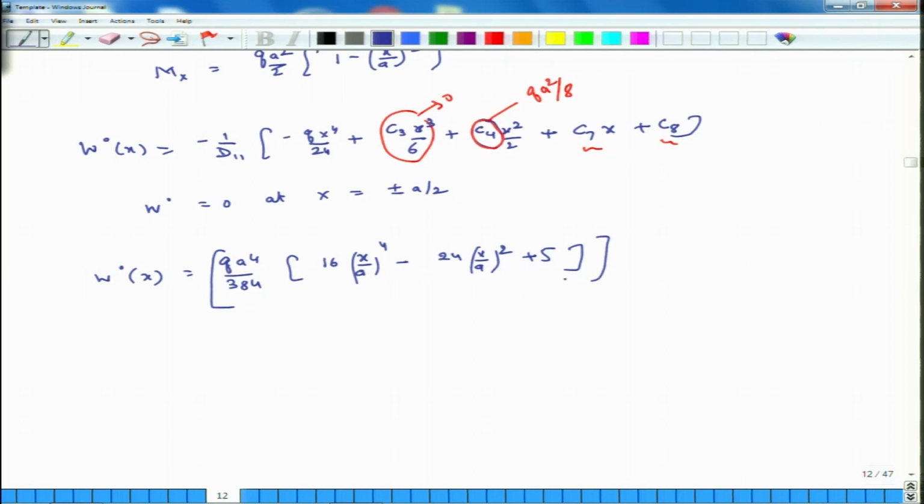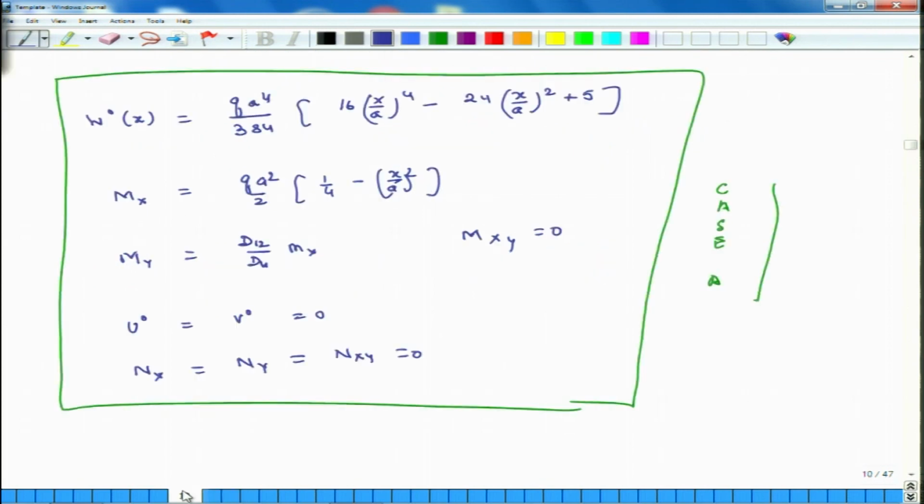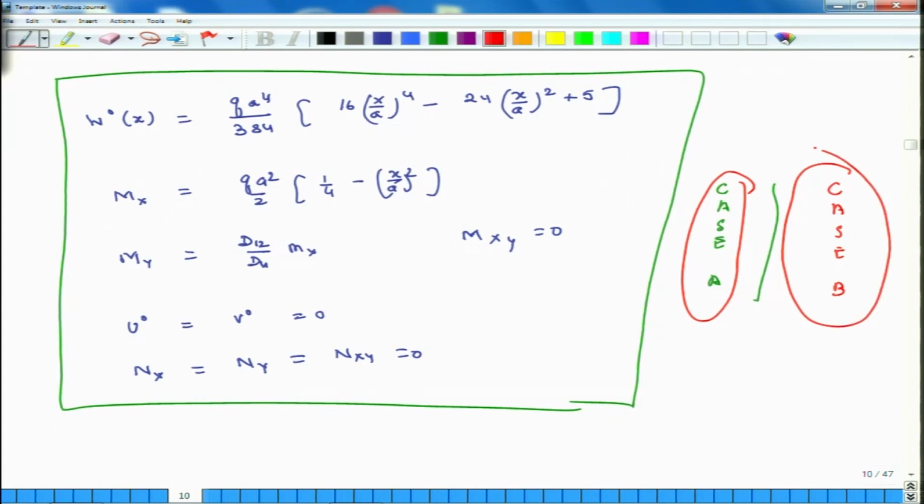There is no D11, this is what it is. Let us compile all the results in this case, and if you compile all the results, you will find that the solution is identical to this one. This was the solution for case A, and this is also the solution when we implement all the boundary conditions for case B. So, the solution for case A and case B is identical.